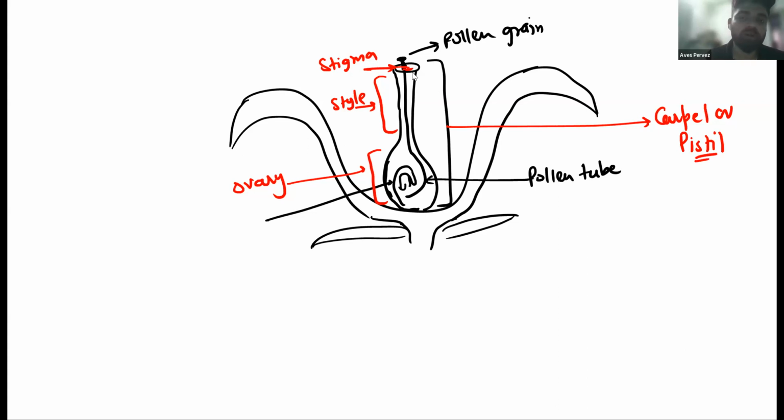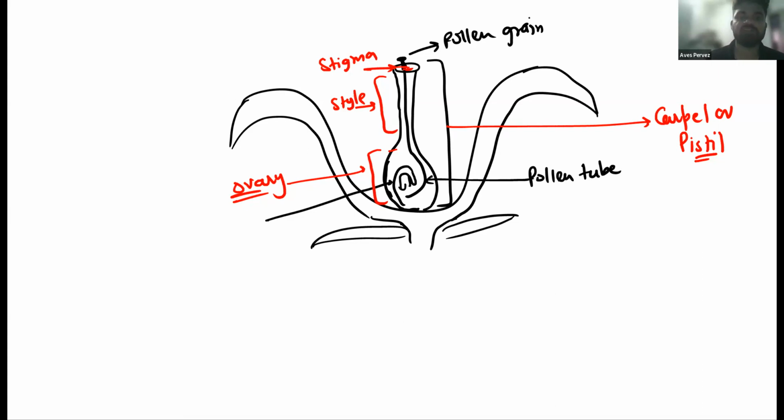This pollen tube starts germinating towards the ovary because the ovary secretes a special chemical. It is growing downward just because of that chemical. The pollen tube is attracted towards its chemical, and this results in movement of the pollen tube towards it. You understood? So that is called chemotropism. This is an example of chemotropism.